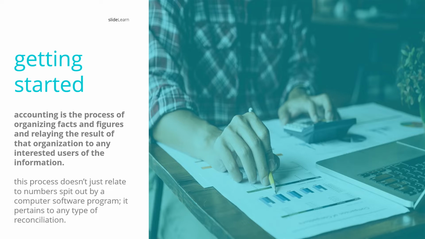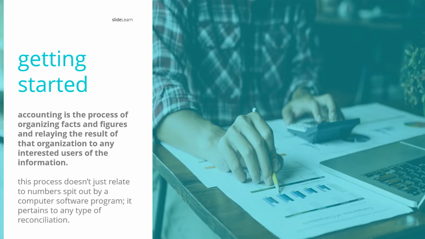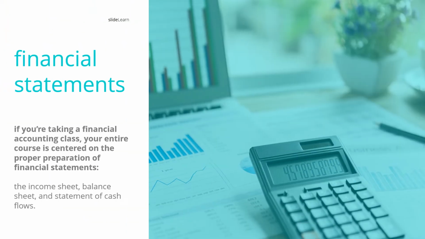Number 2. Business entity. The company incurring the accounting transactions. Number 3. Users. The persons or businesses that need to see the accounting transactions organized into financial statements to make educated decisions of their own. If you're taking a financial accounting class, your entire course is centered on the proper preparation of financial statements. The income sheet, balance sheet, and statement of cash flows.